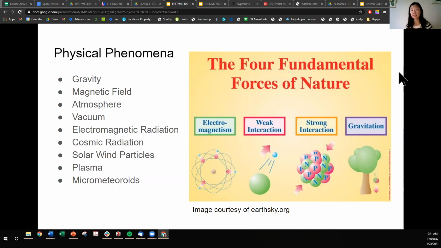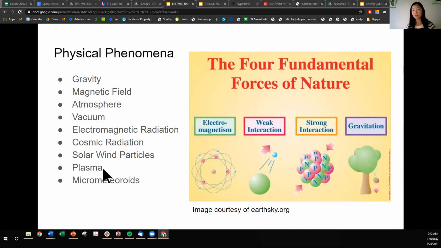Physical phenomena that exist in the space environment are specific instantiations of the four fundamental forces of nature: gravitation, electromagnetism, weak and strong interactions. The link to gravity is rather clear, gravitation to gravity. If we talk about electromagnetism, we can break it down into concepts of electric forces and magnetic forces. This links to magnetic field and electromagnetic radiation. And then also plasma produces magnetic fields and electrical currents.